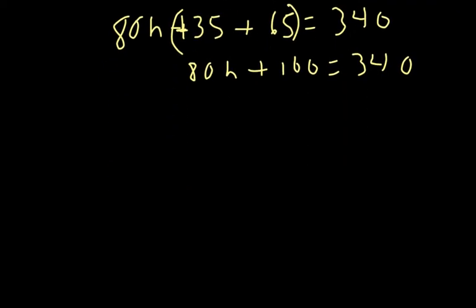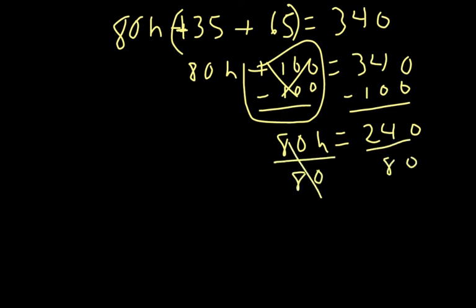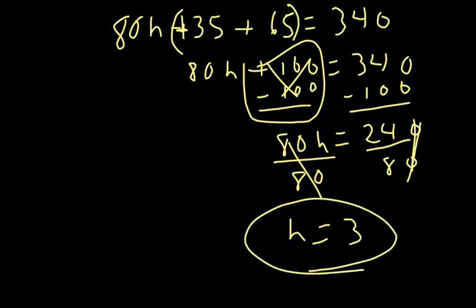So get that up a little bit. Then we have to subtract 100 from the left side and subtract 100 from the right side. And this would be another zero pair, which is going to disappear from there. So 80H equals 240. And our last step is to divide both sides by 80. And the number of hours would be, we can cancel that and do 24 divided by 8. Gives us 3 hours.